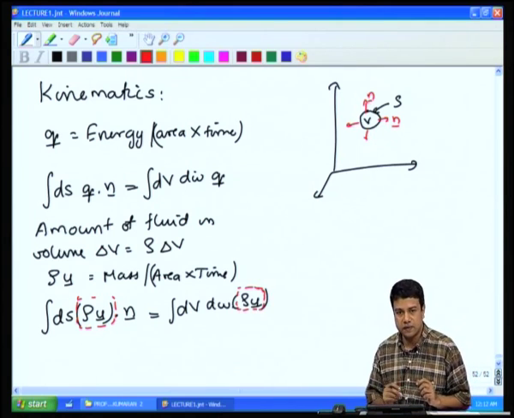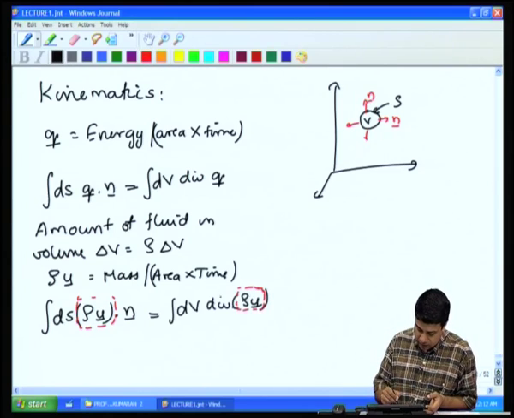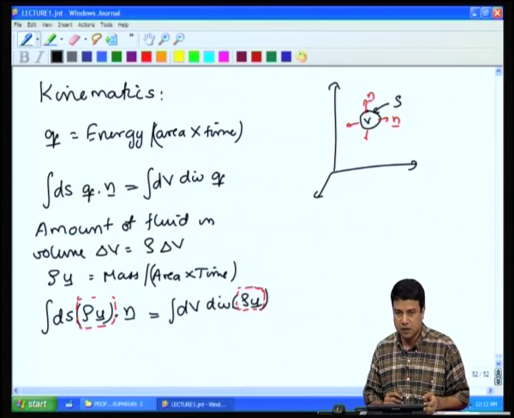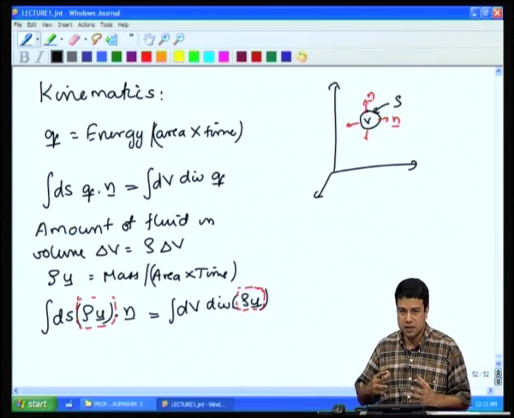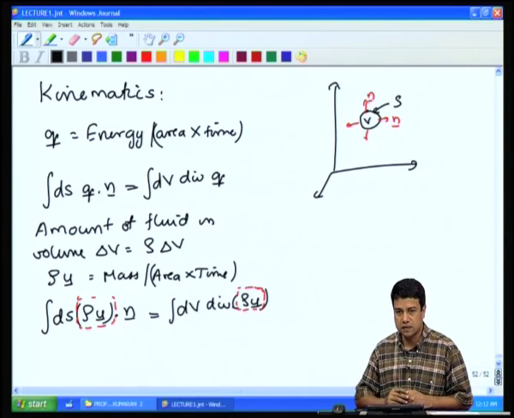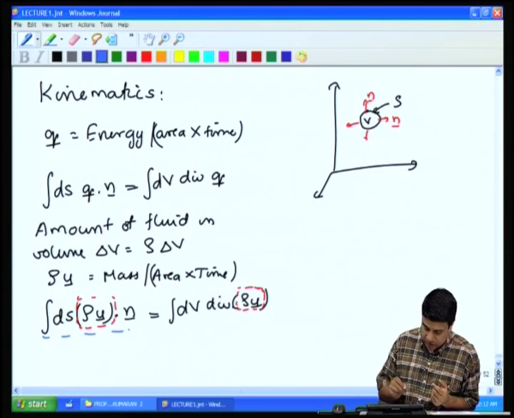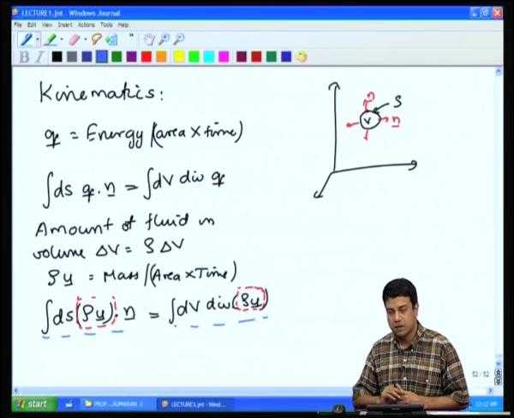Okay, so it has to be the divergence of the whole thing. So this gives me the total mass of fluid that is coming out. Obviously, if there is fluid mass coming out from inside to outside, there has to be some mass source inside this volume. If there is no mass source within this volume, then this thing has to be equal to 0, which means that this also has to be equal to 0. So, if there is no mass source within the volume, then this has to be equal to 0.